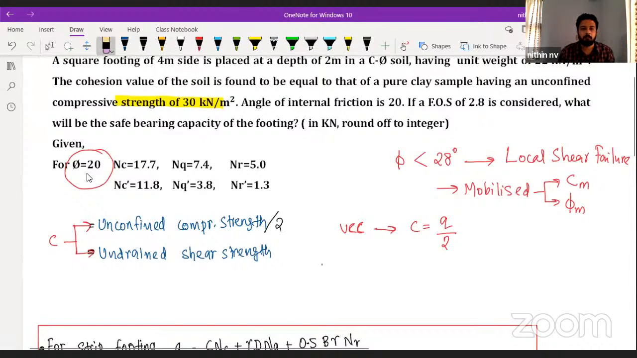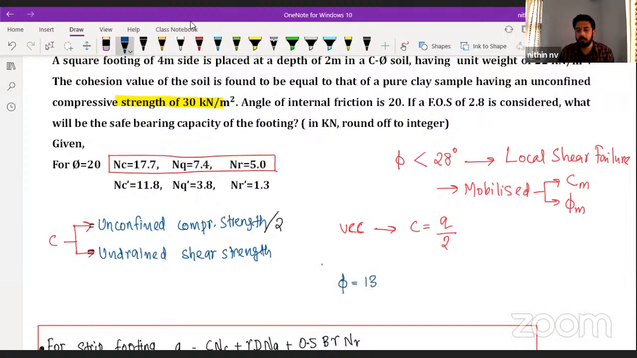They have given NC value for phi equal to this many set. So can I use that value now? No. Now what we have to do? We have to use the NC, NQ and N gamma values for phi equal to 13.639 degree. That is nothing but they are giving as NC dash, NQ dash, and N gamma dash. Clear? These are actually the NC values of phi equal to 13.639.